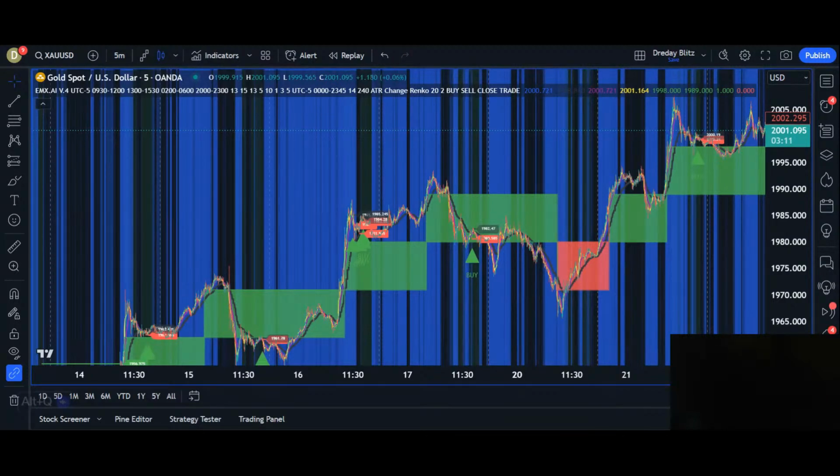So when you add fundamental with technical, it's really a powerful way to trade. And as you know, I'm a fundamental guy, so I love my COT.